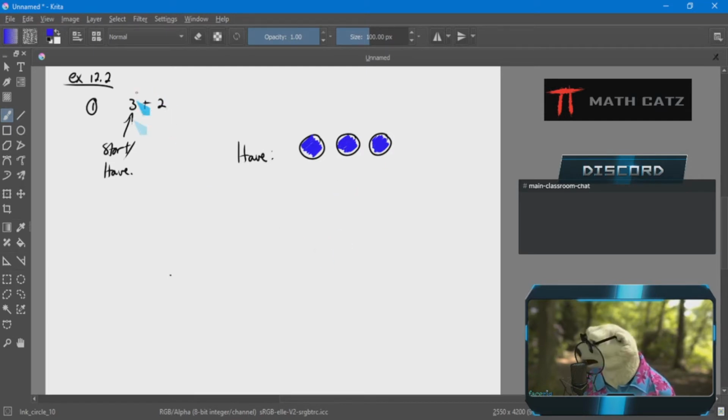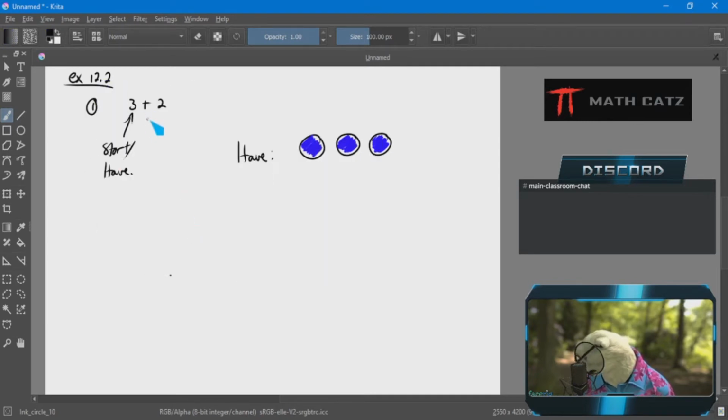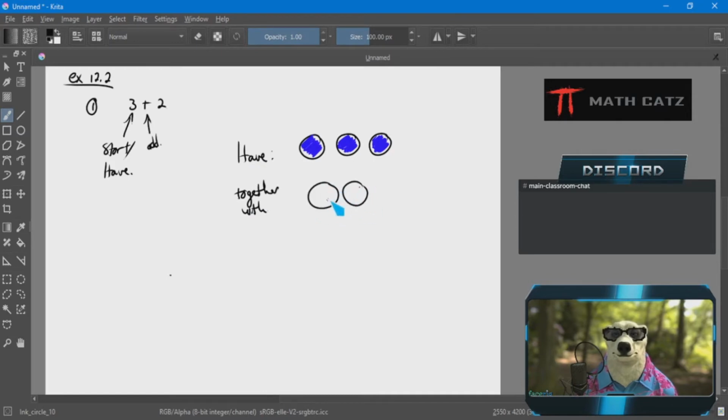Then, we don't know the reason, I am gaining, or let's just keep the word adding. I'm adding 2 more chickens. Actually, I'm going to use a different word. Maybe little Timmy doesn't like add. So I'm going to put this together with 2 more chickens.